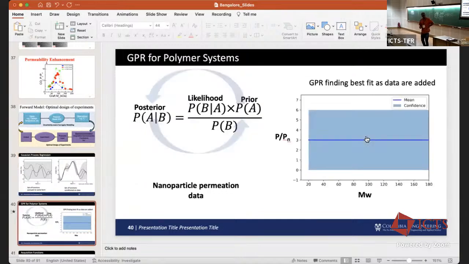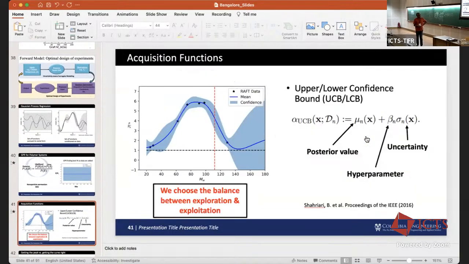Yeah. So now how do you pick the next point? Now this becomes another choice. This is called the acquisition function. It's a combination of the mean value that you'll get at the next point, added to the standard deviation multiplied by a quantity called beta.